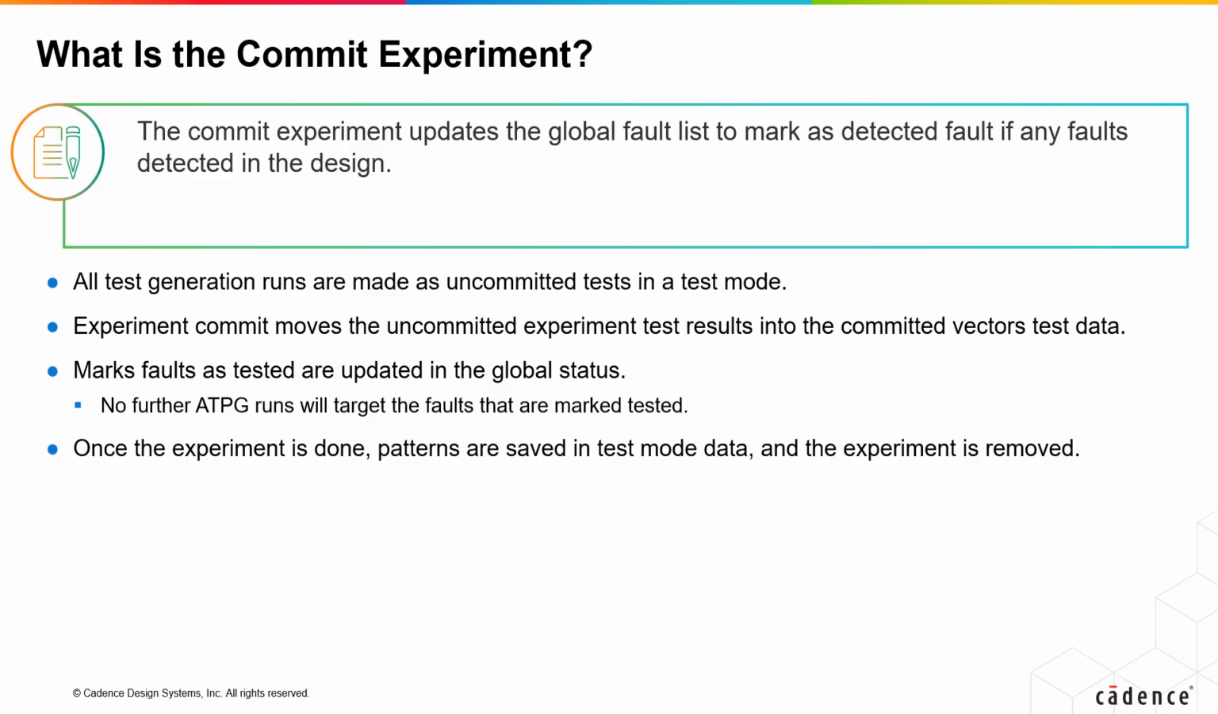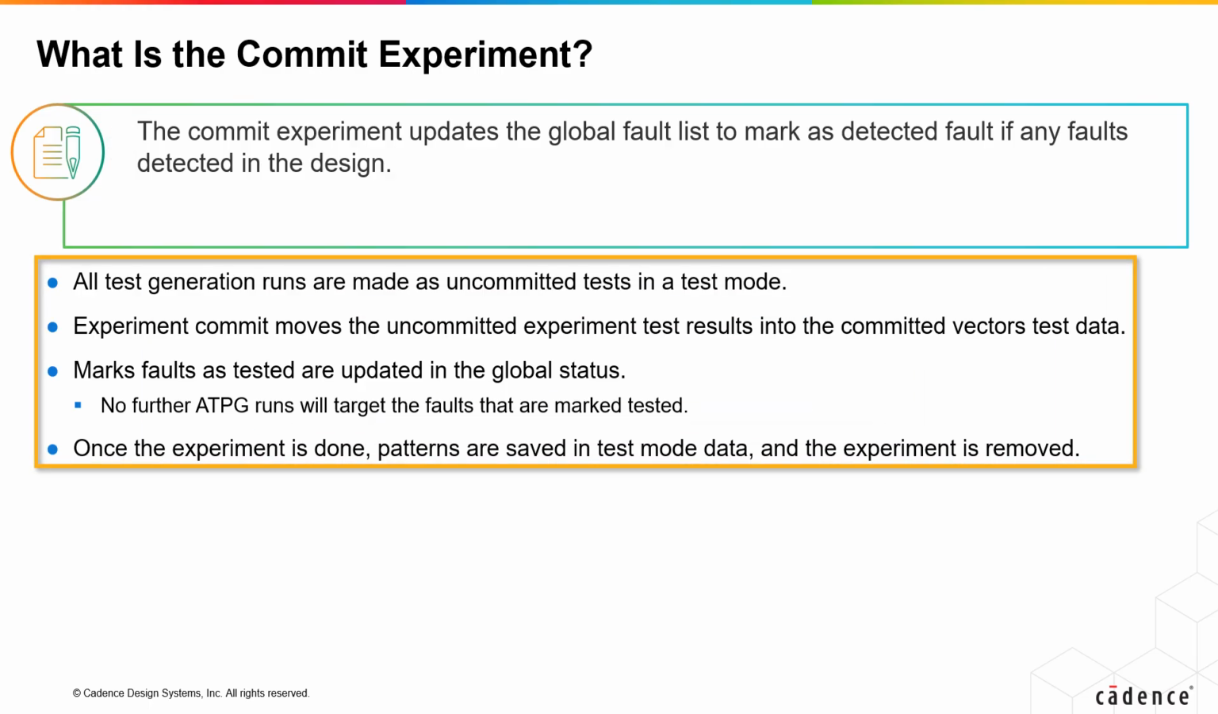Committing experiments is a way of saving the patterns and faults tested by patterns. The patterns are saved in the test mode. The experiment name is no longer valid. The faults tested by the experiment are marked as tested. All additional experiments in the test mode would start off at the given test coverage level. If cross-test mode mark off is turned on, then other test modes would also have these faults as tested. The commit experiment updates the global fault list to mark as detected any faults detected in the design.